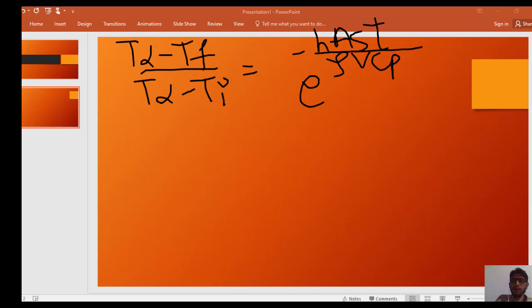The term hAs divided by rho V Cp: if we write the unit of this term, we will get 1 over time. The dimension of this quantity is 1 over time. It can be 1 over time, or suppose it is 1 over second.